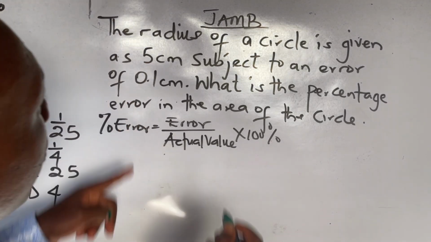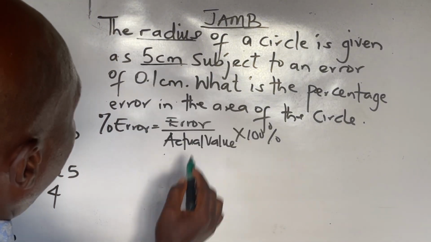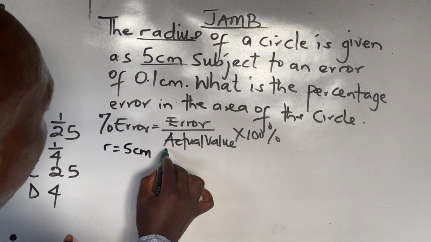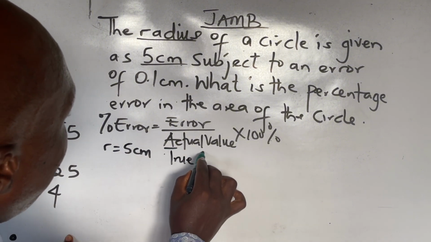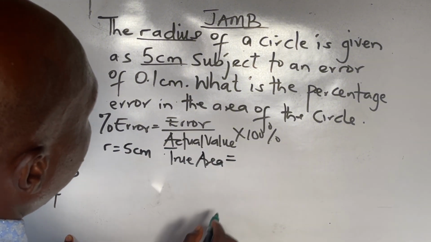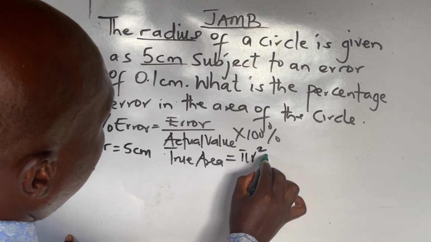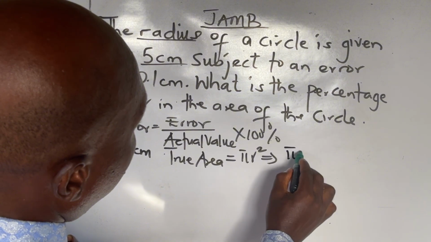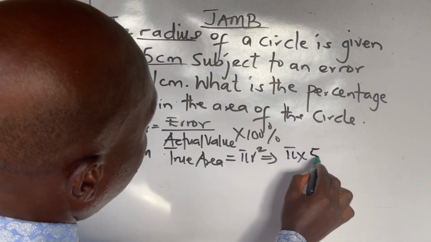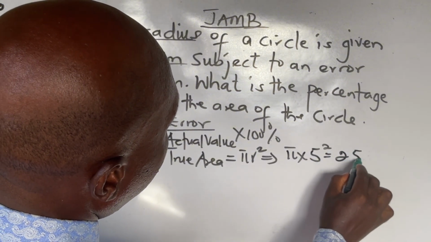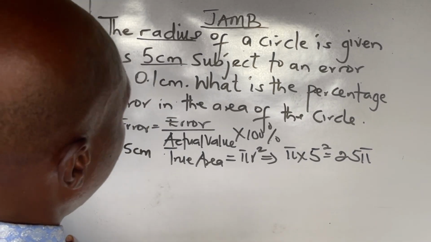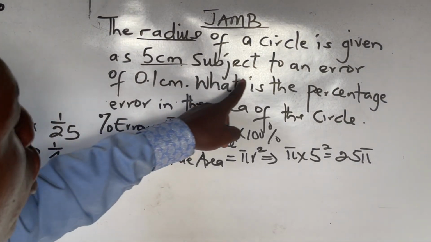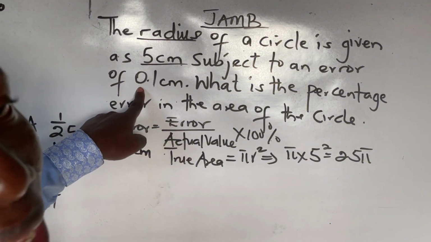So let's take the first one. Radius is 5 cm. So what is the true area? The true area is pi r squared. The radius at this point is 5, so we have pi times 5 squared. That is 25 pi cm squared.